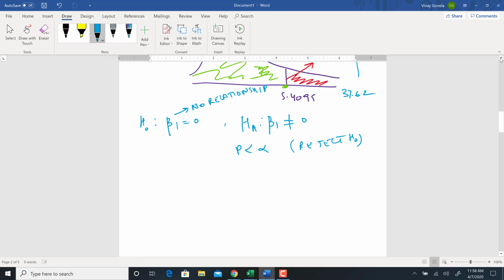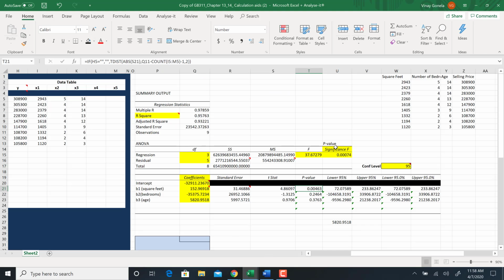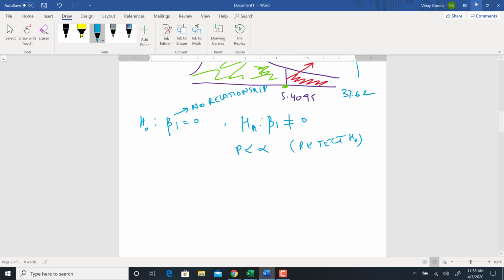So what is my p-value? The p-value for b1 is 0.00463. Is this less than alpha, which is 0.05? This is a true statement, so you will reject H null. So beta 1 is an important factor, a significant factor.